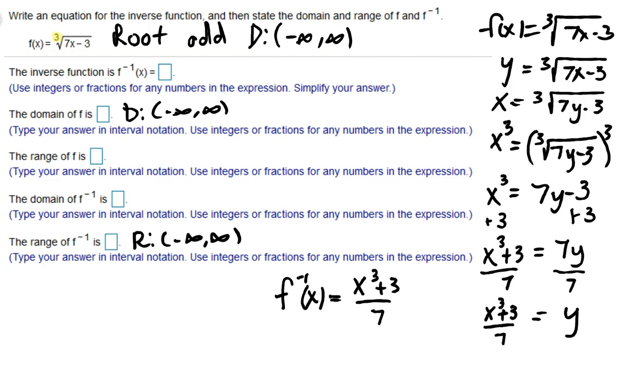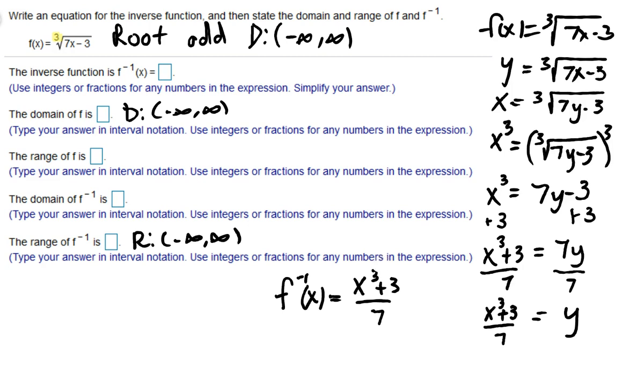So I'm going to skip over finding the range for the moment, and let's go to finding the domain of f inverse. This is our definition of f inverse, and I want to put this function in a category. Remember, our categories are polynomial, rational, and root. You can see that the root is gone, but we do have a fraction. Even though we have a fraction, there's no variable in the denominator, so this is not a rational function. This is going to be in the category of polynomial because our power is one of the nice powers.